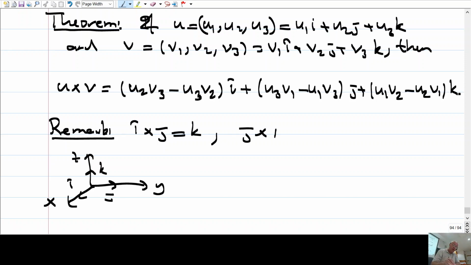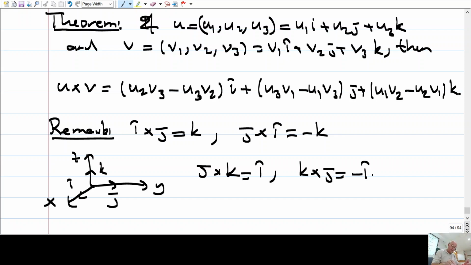What about j cross I? Well, this time your fingers should go from j to I, so your thumb should go in the opposite direction. So this is minus k. Just from this picture, I can write this. What about, for example, j cross k? J is this. So j cross k is just I. Therefore, k cross j will be the opposite, minus I.